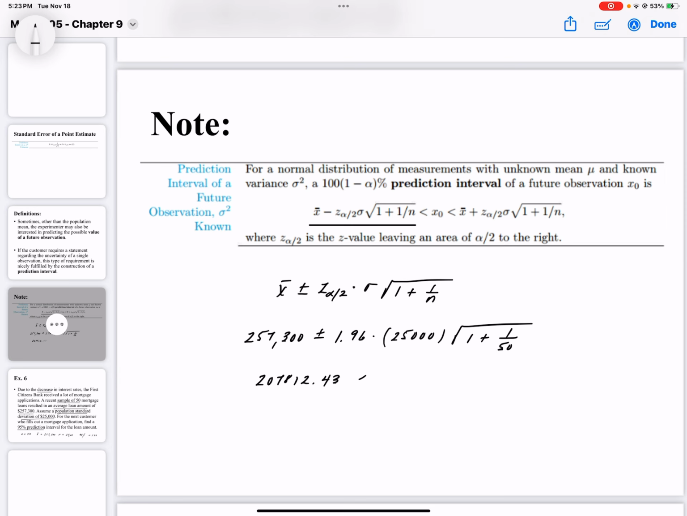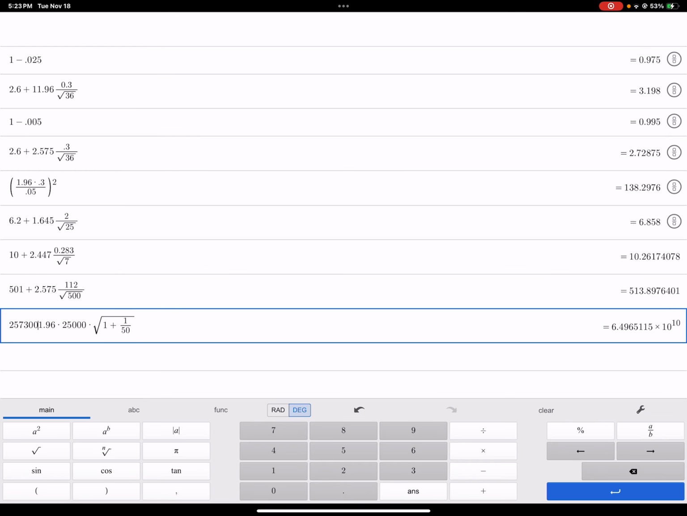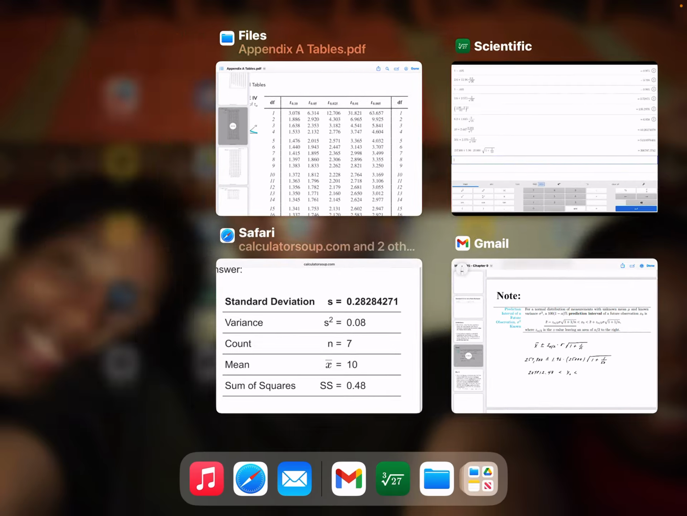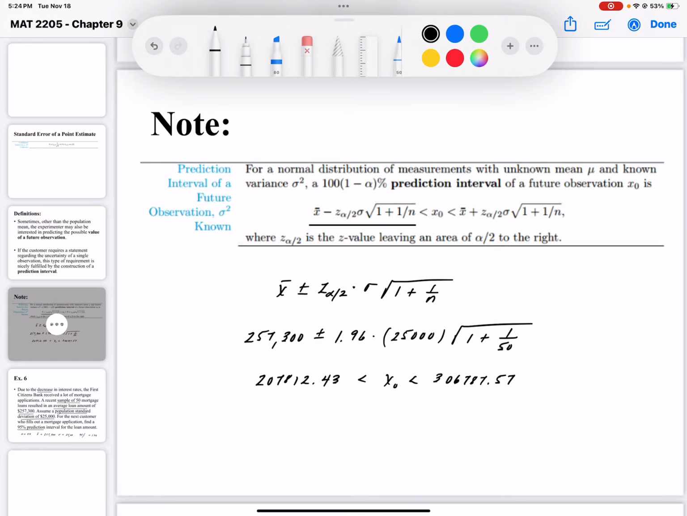Notice how this time I actually rounded to the nearest hundredth instead of thousandth because we're dealing with money. We needed dollars and cents, which is generally rounded to the nearest hundredth. All right, let's add now. I just changed it to a plus. So 306,787 and 57 cents is our upper bound. There is our upper bound.